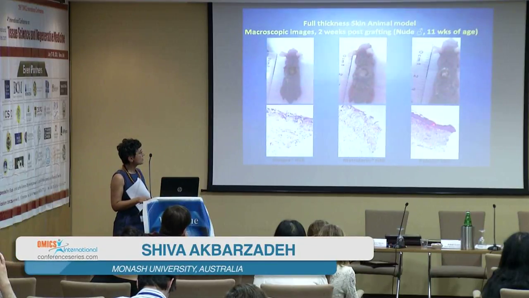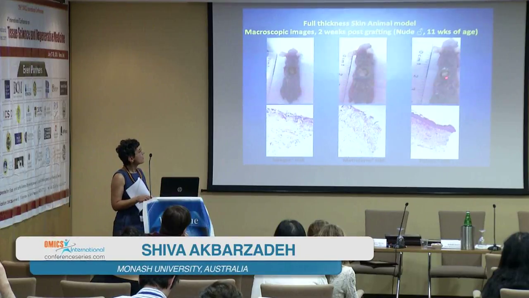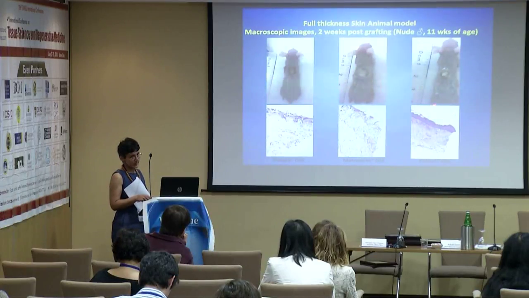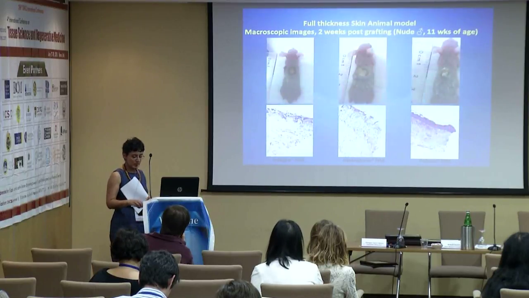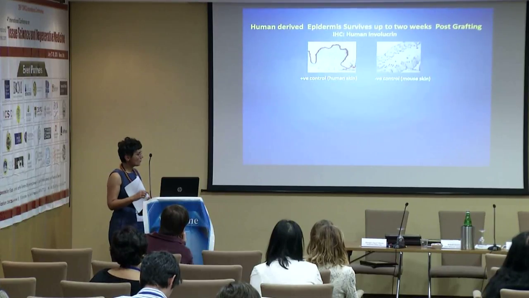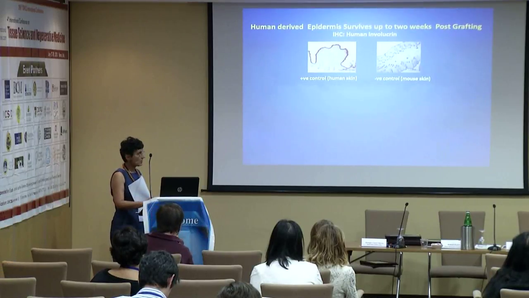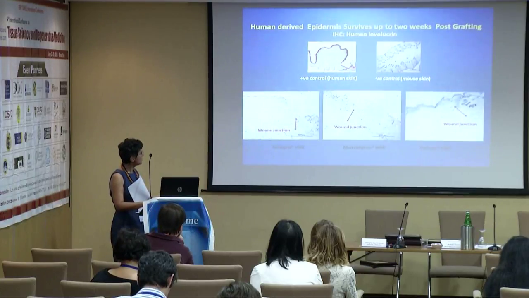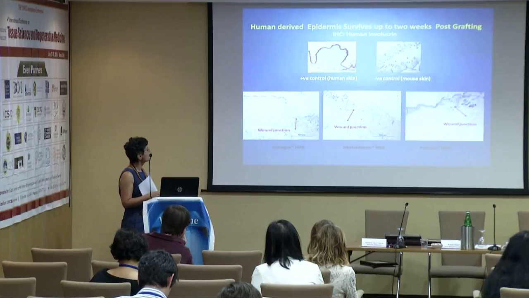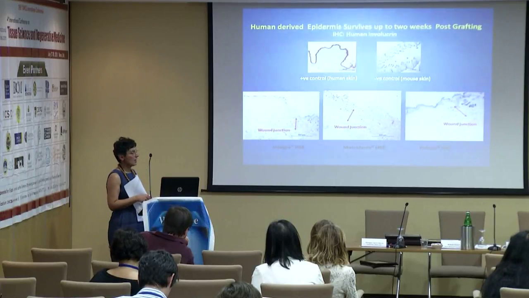The Pelnac is quite spongy, and once grafted, there's a lot of contraction and it basically disappears by the end of the two-week grafting, and it's the host epidermis that has taken over. The survival of human keratinocytes is monitored here using human-specific involucrin, and you can see that some human cells, shown in brown, still survive and are able to populate after two-week grafting.